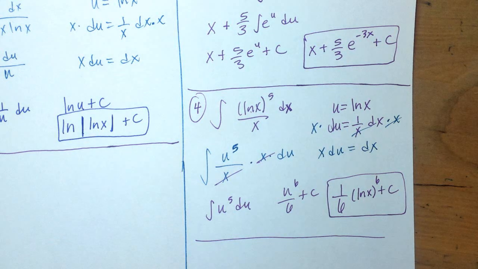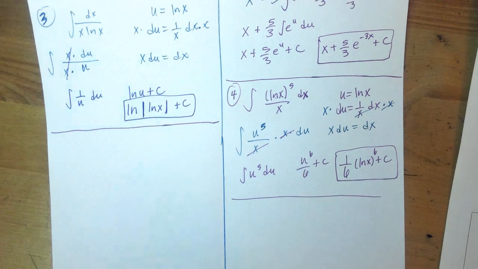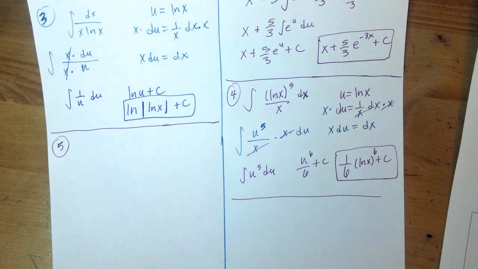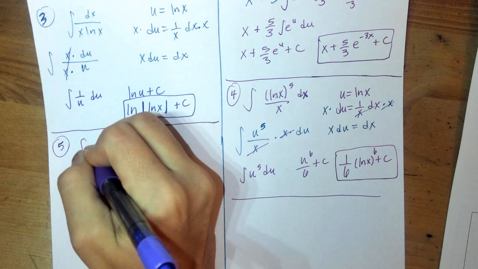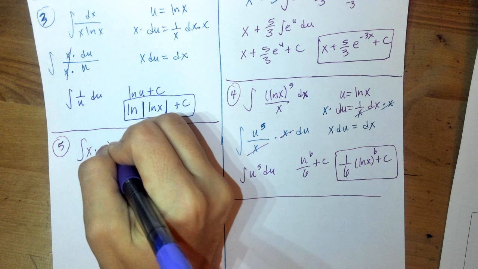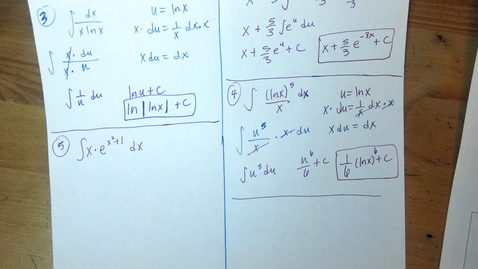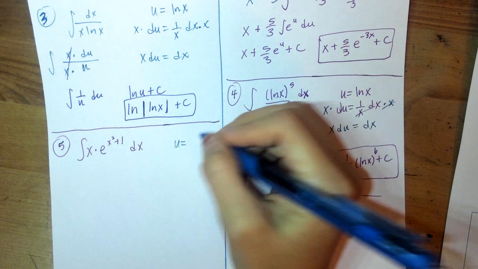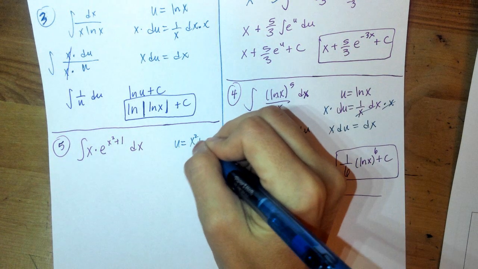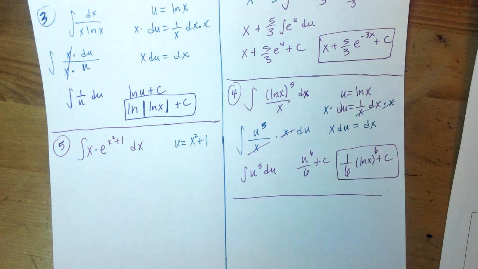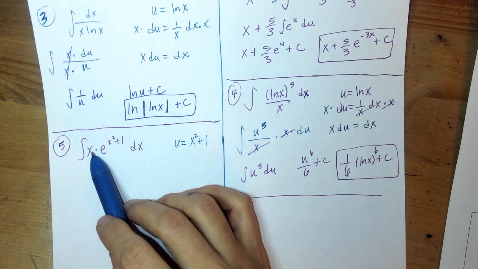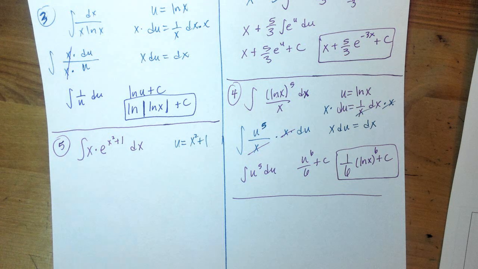Let's go over here to number 5. I'm kind of going back and forth. All right, so I have x times e to the x squared plus 1 dx. What do y'all think? What's a good u? Or not 2x plus 1, but x squared plus 1? Yeah, that's a good one. Because again, when I take the derivative of that, ooh, I see that x there. That's probably going to cancel, right?